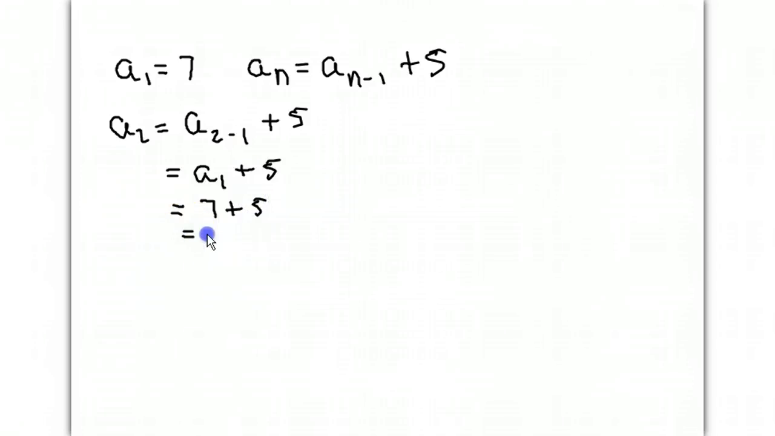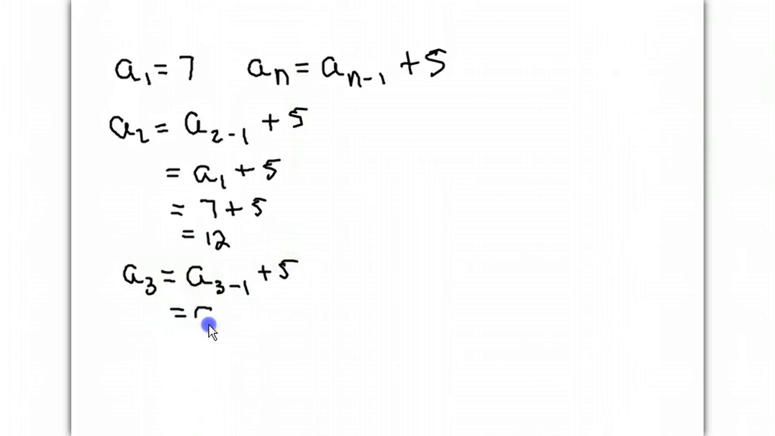So A2 is 12. Let's say we're trying to find A3. So A3, everywhere we see n, we put in a 3. So it'll be A 3 minus 1 plus 5. And 3 minus 1 is 2, so this would be A2 plus 5. What is A2? A2 is what we found in the previous step, which is 12. So when we plug it in, we'll have 12 plus 5, which comes out to 17.